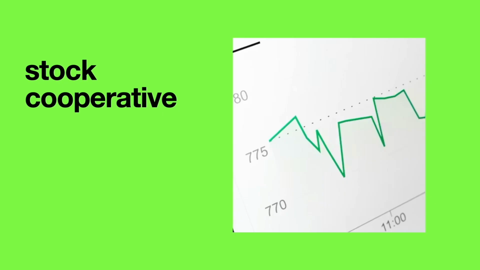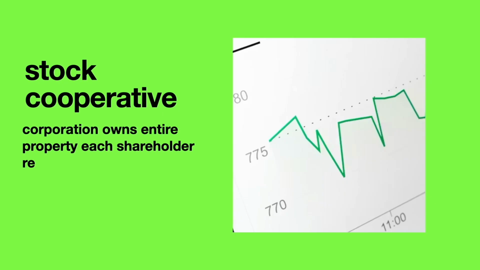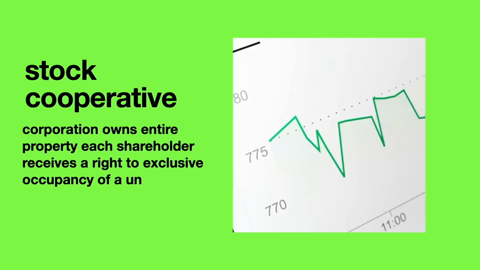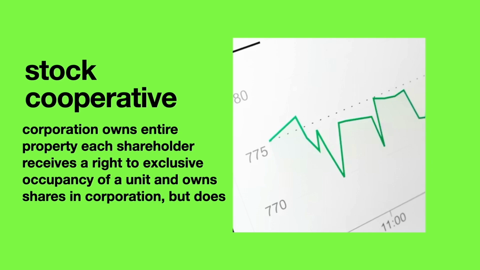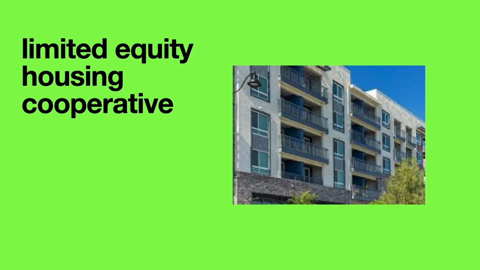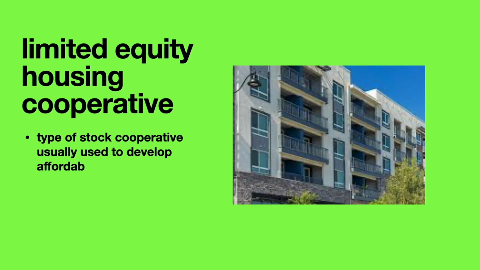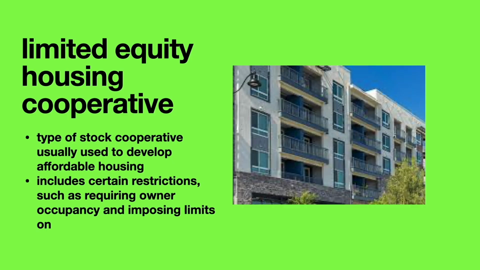Stock cooperative. A corporation owns the entire property. Each shareholder receives a right to exclusive occupancy of a unit and owns shares in the corporation, but doesn't hold title to the real property. Limited equity housing cooperative, a type of stock cooperative usually used to develop affordable housing. It can include certain restrictions, such as requiring owner occupancy and imposing limits on resale values.